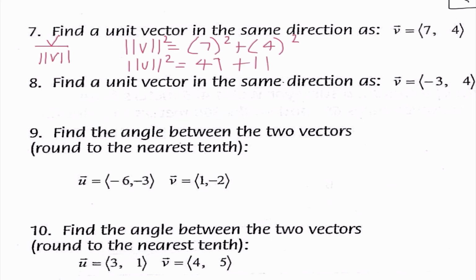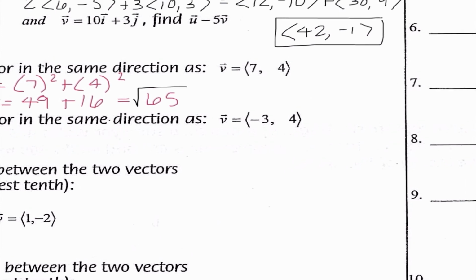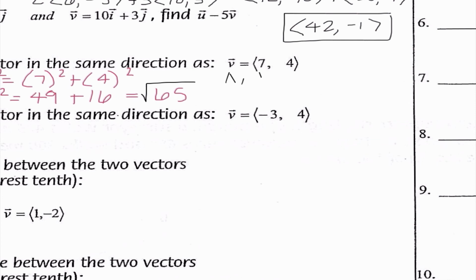plus 16, which ends up being 65. And then I need to square root both sides, so I end up getting the square root of 65. Now, unfortunately, we can't do anything with the square root of 65. Okay, if I do a factor tree, it's just 5 and 13. So now we're going to have to do 7, 4, over the square root of 65, which is 7 over radical 65, 4 over radical 65. And we could also rationalize it and get rid of the radical in the denominator, and that would be another version of a correct answer here.